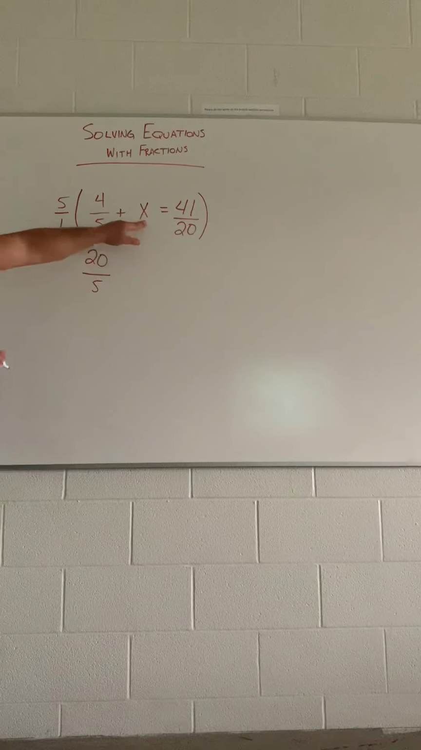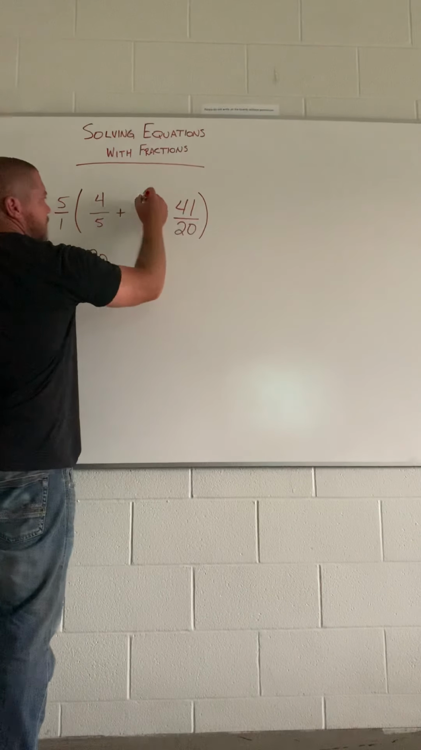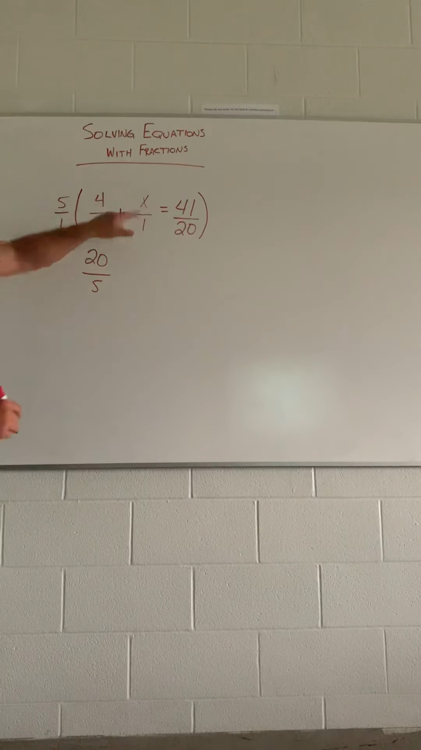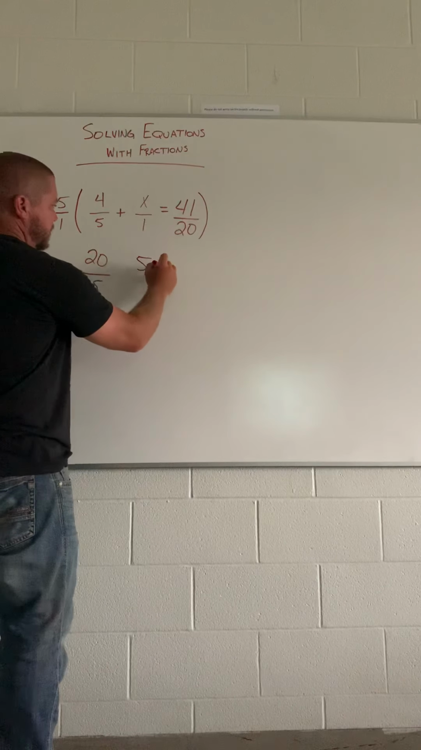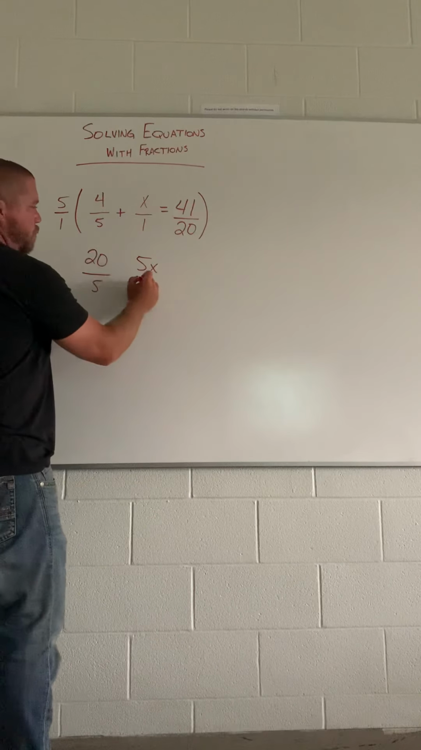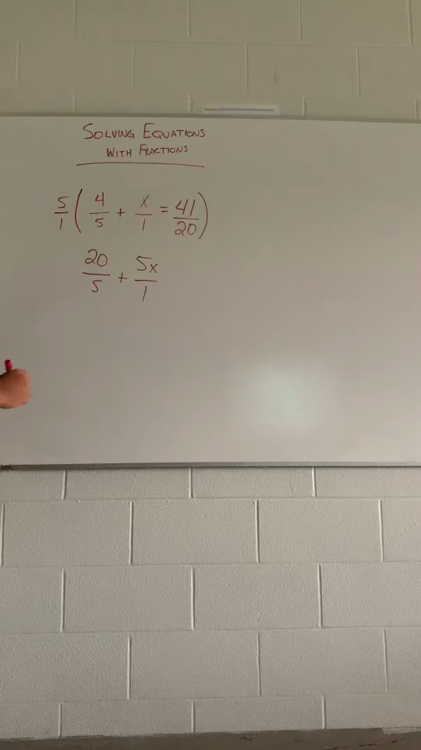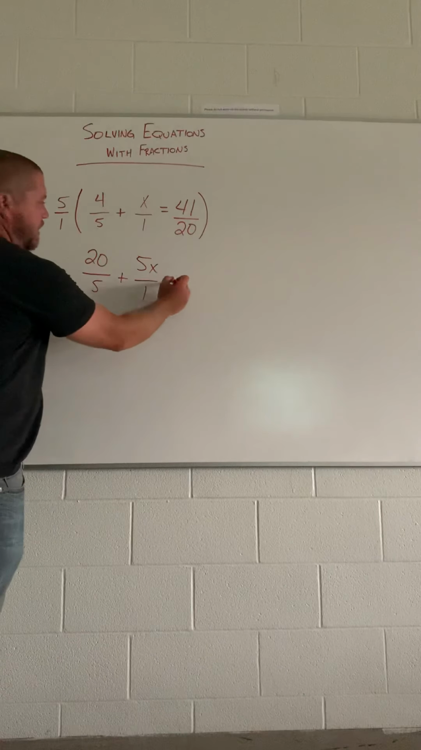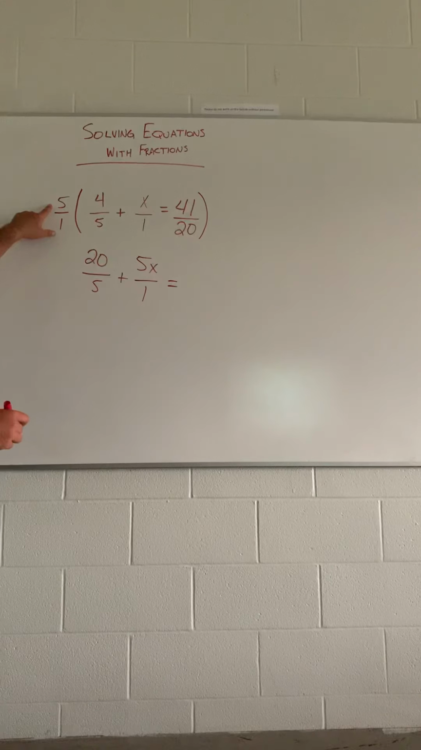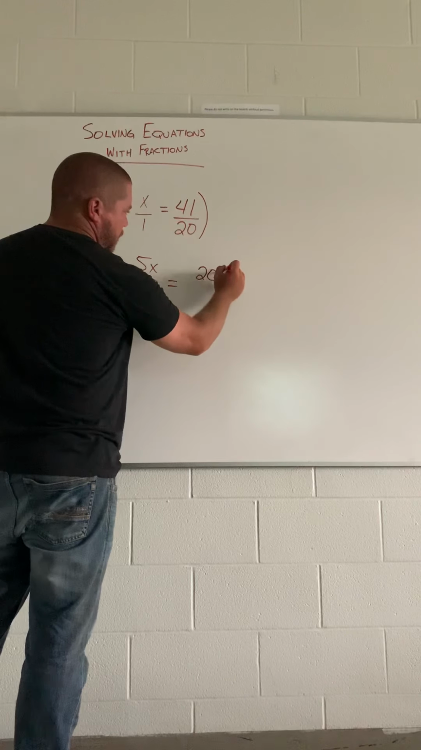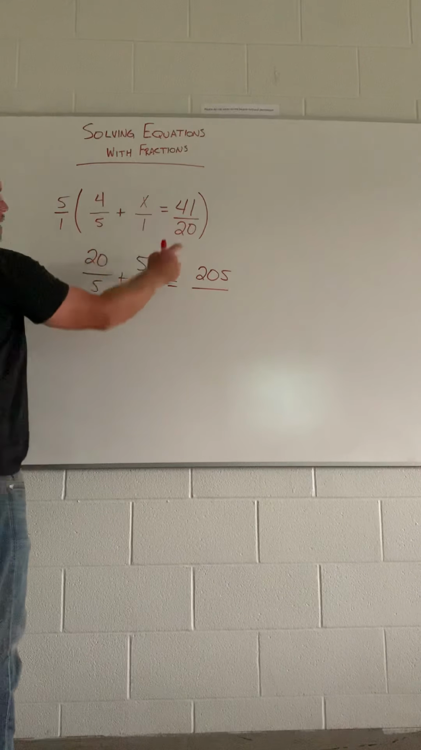Okay, now with our whole variable, we can go back and say x is really the same as x/1. 5 times x is 5x. 1 times 1 is 1. And because we're multiplying a positive by a positive, it's a positive. All right, then we're going to have to do the same thing on the other one. 5 times 41 is going to give me 205 over 1 times 20, which is 20.